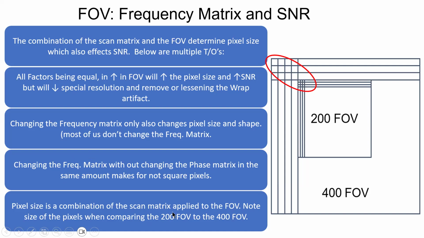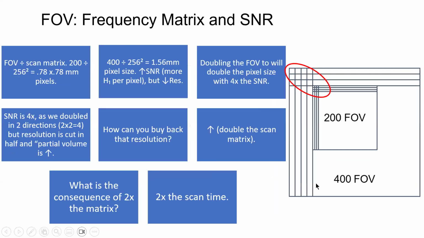So the pixel size is a combination of your scan matrix and your field of view. You're going to divide your field of view by your matrix. And we're going to do that math right about now. Okay, so over on the right-hand side, we have a 200 field of view, and you're going to run a sequence with a 256, see this little number, 256 squared. So 200 divided by 256 means those pixels are 0.7 by 0.7 millimeters.